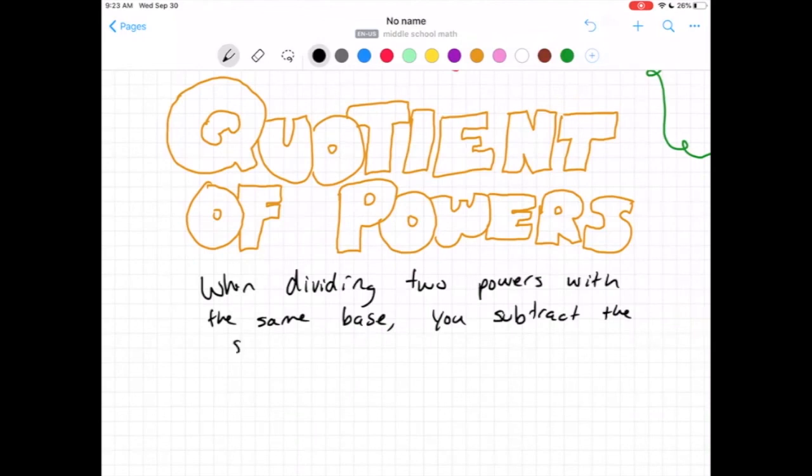It's very similar to the product of powers, where when you're multiplying two powers with the same base, you add the exponents. When you're dividing two powers with the same base, you subtract them.